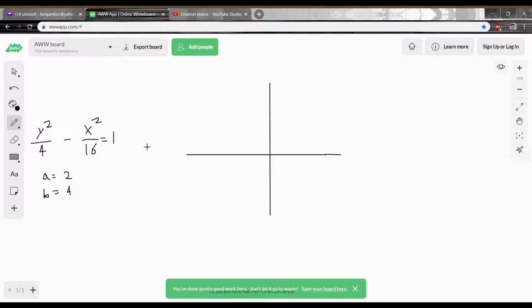Our hyperbola opens vertically, so our a value is going to be on this vertical axis. We're going to count up 2 units and make a mark for one of our vertexes. We're going to make another vertex down here. Our b values are on the horizontal axis, so we're going to count 1, 2, 3, 4, make this mark here. 1, 2, 3, 4, make this mark over here. And we're going to draw the rectangle that connects these dots.